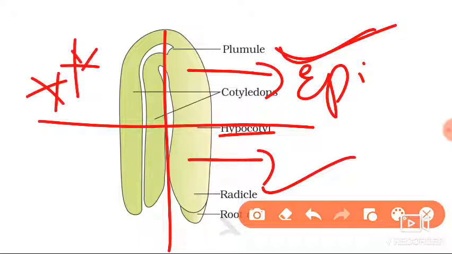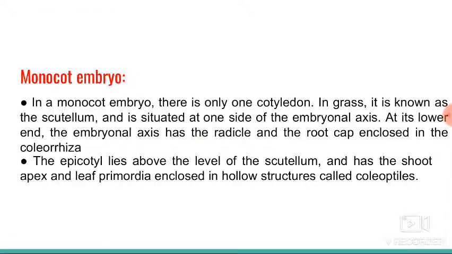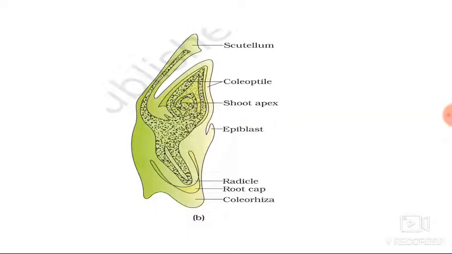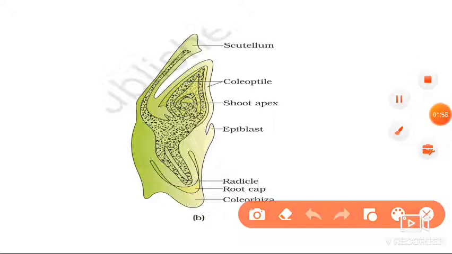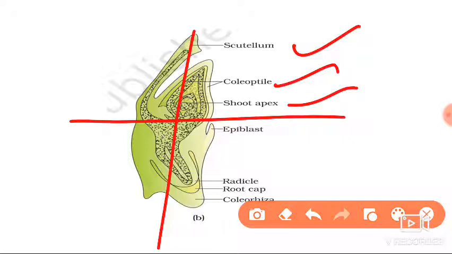Just practice the diagram. Next, these are all the points regarding the monocot embryo, and here you can see the different parts. Here also the same axes are there. It contains a single cotyledon, and that single cotyledon we call the scutellum. Towards the scutellum there is the attachment of the coleoptile, and the shoot apex you can see here, that is the plumule.